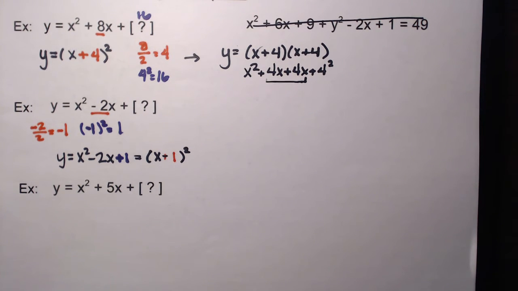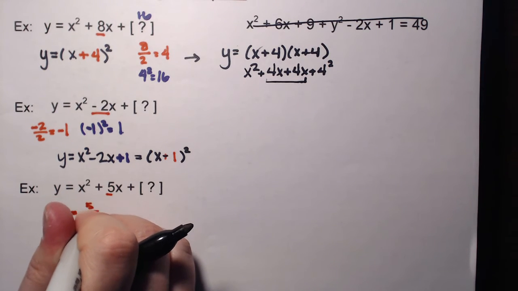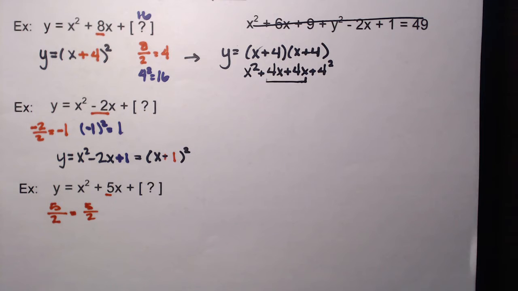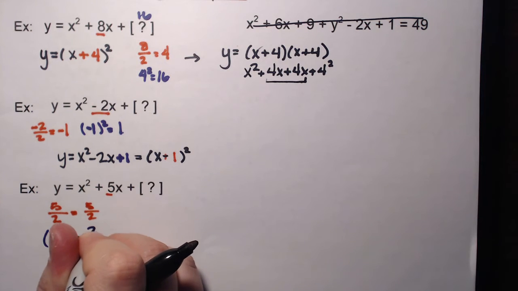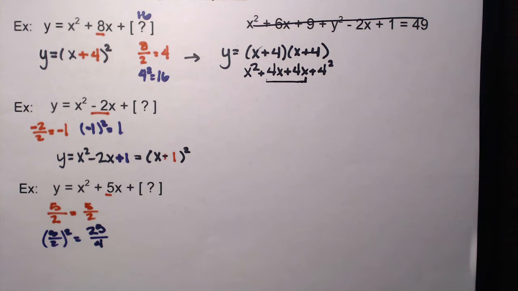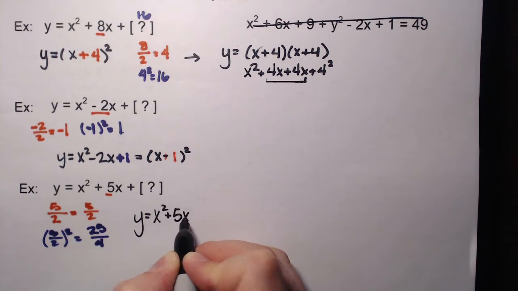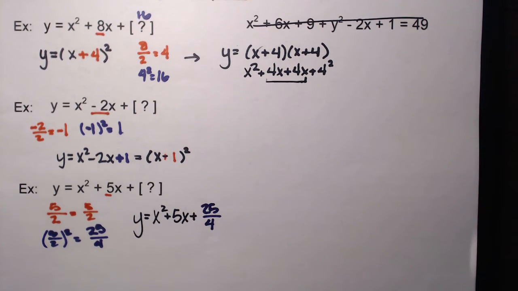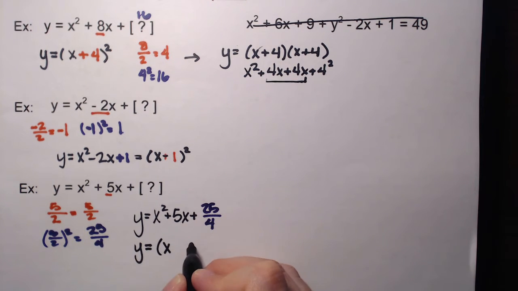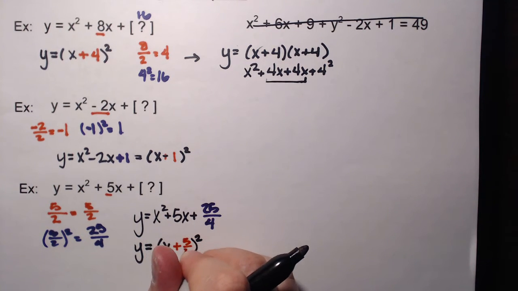Now, if I have an odd number, it's still doable. I'm going to take that odd number, split it in half. I'm just going to leave it as a fraction, and then I'm going to square it. So I get 25/4. So when I rewrite this, I get x squared plus 5x plus the 25/4. That's the same thing as if I wrote x plus 5/2 squared.